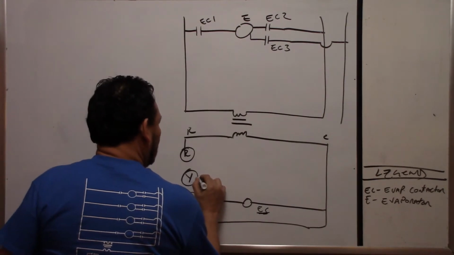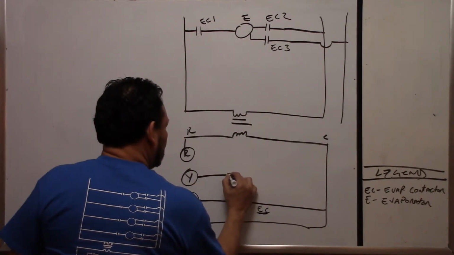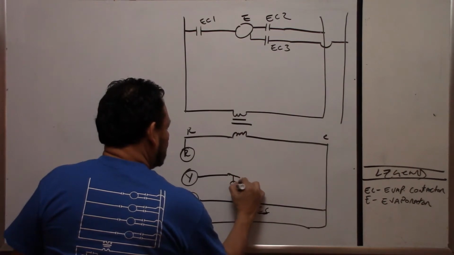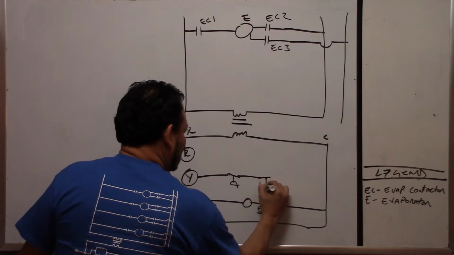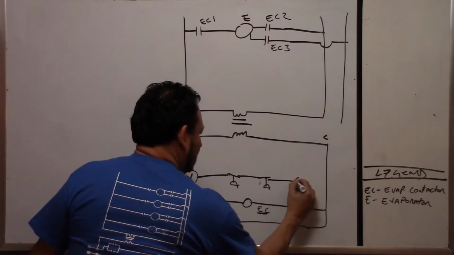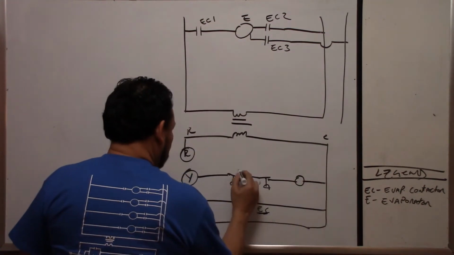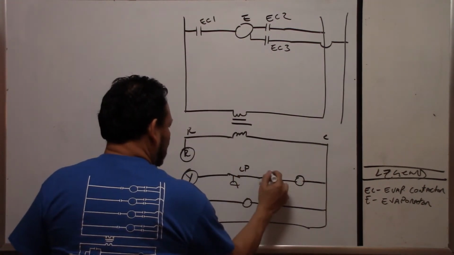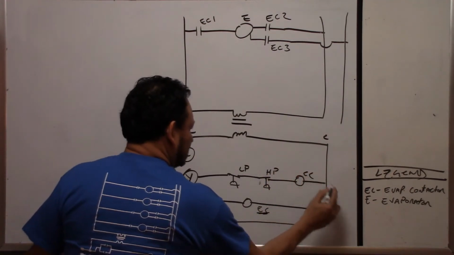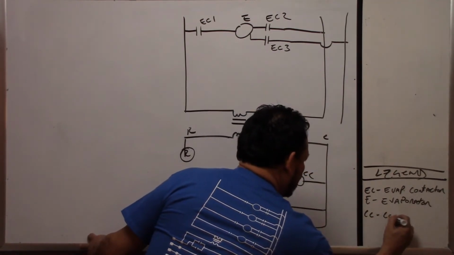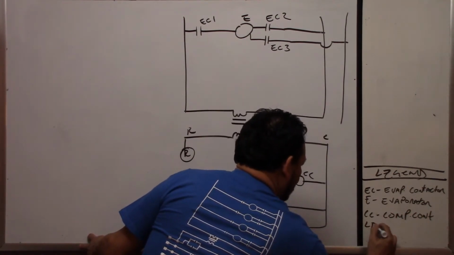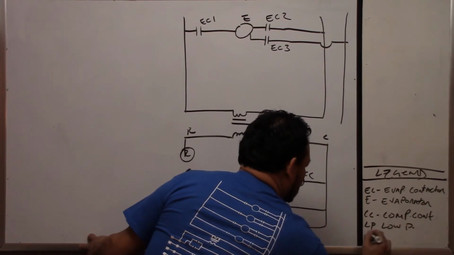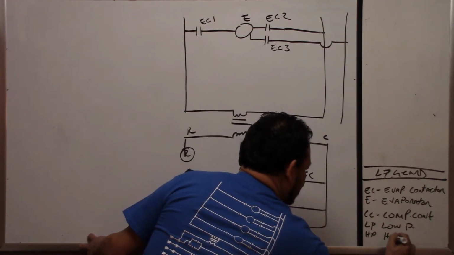Now, Y1. Y1 we had low pressure, high pressure and the coil. Okay, this will be your LP, HP, and your CC. Your CC will be your compressor contactor, LP, low pressure switch, HP, high pressure switch. Okay.